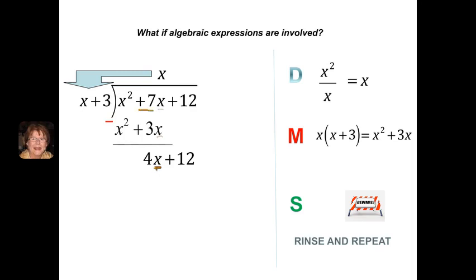Positive 7 minus a positive 3 is positive 4. And take your calculator if you're worried to make a mistake, and sometimes we do make silly mistakes. Now, this is understood that this is plus 0. So when you subtract, 12 minus 0 is 12. So 4x plus 12. Then I rinse and repeat. I start over again. I divide. Why don't you try the next division?